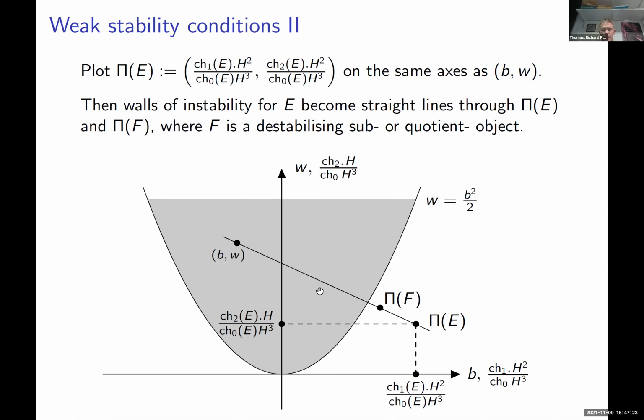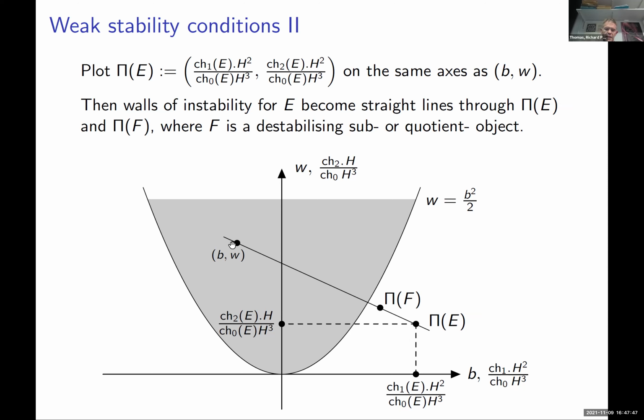Okay. And so where do you get wall crossing? When do you get walls of instability? It's when there's some other object like F, which also is on this line, because then the slope of F and slope of E are the same. So it's possible that F might destabilize E if there's an injective morphism in this abelian category from F to E. So this is the picture you get on a wall of instability.